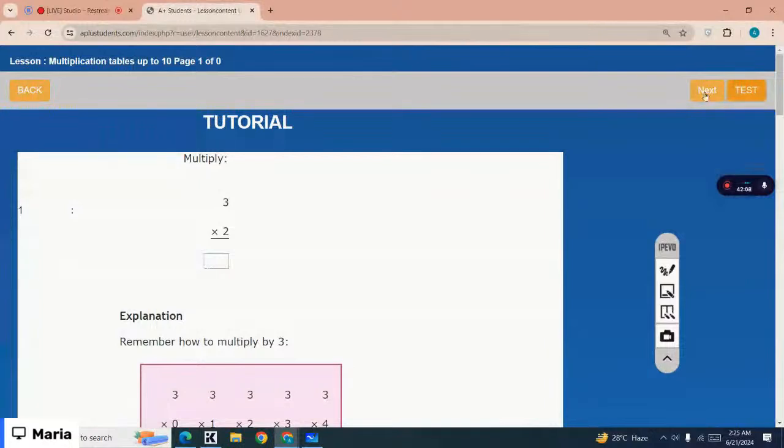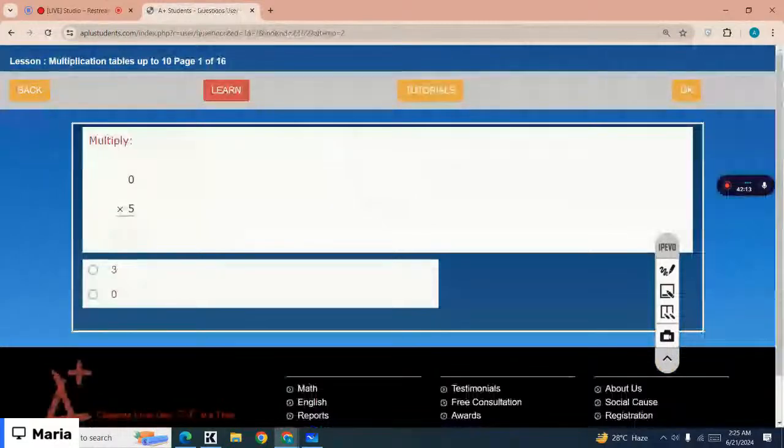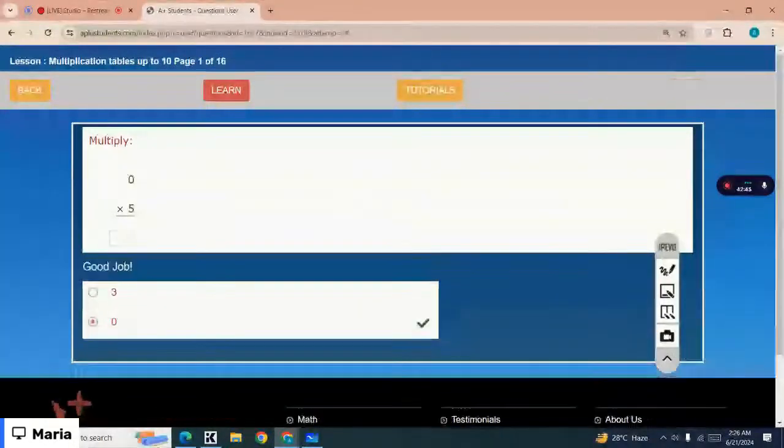Let's just start with the test questions. 0 times 5 equals 0. When you multiply any number with 0, the answer is always 0. 0 it is. 0 times any number is 0.